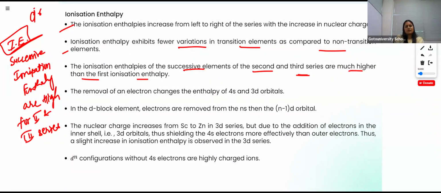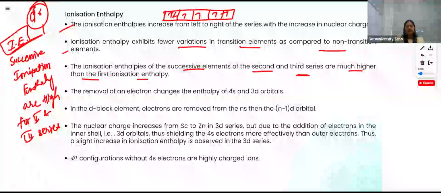See, if I draw here the d6 orbital, 1 second. If I draw here the d6 orbital, 1, 2, 3, 4, 5, and 6 electrons. Suppose I have applied ionization enthalpy here, and I'm able to remove this one electron from this shell.